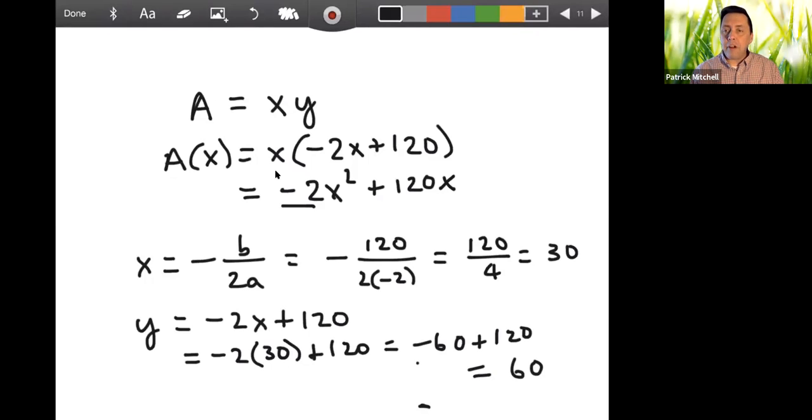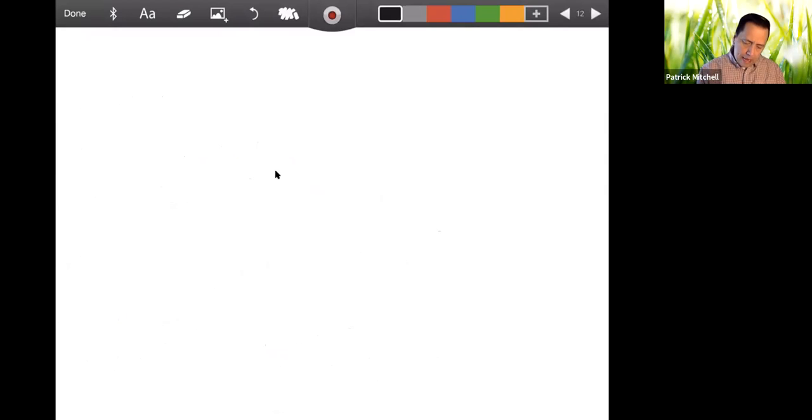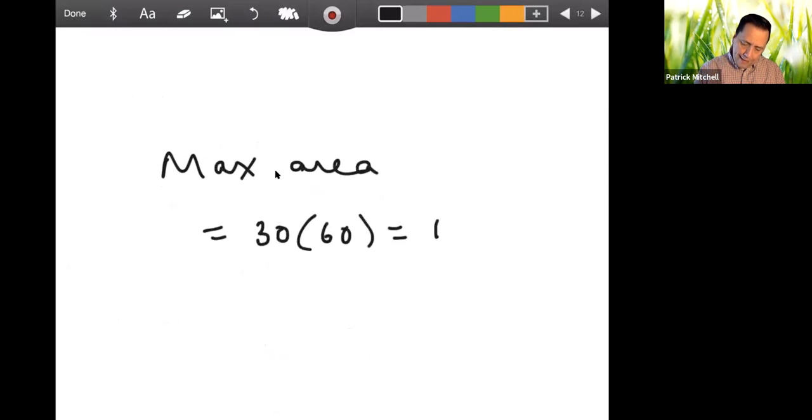So making the region a square is no longer the best thing to do. You actually want to make this a 30 by 60 rectangle. So there are your dimensions, 30 feet by 60 feet, and the maximum area is 30 times 60, which is 1,800 square feet. You can double your area if you're allowed to put one side of the region up against a barn or a river or something like that.